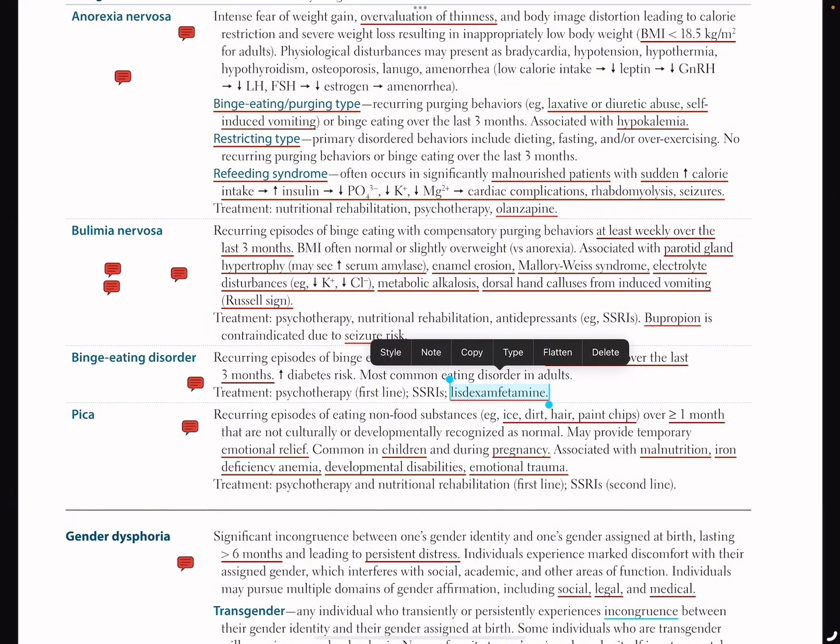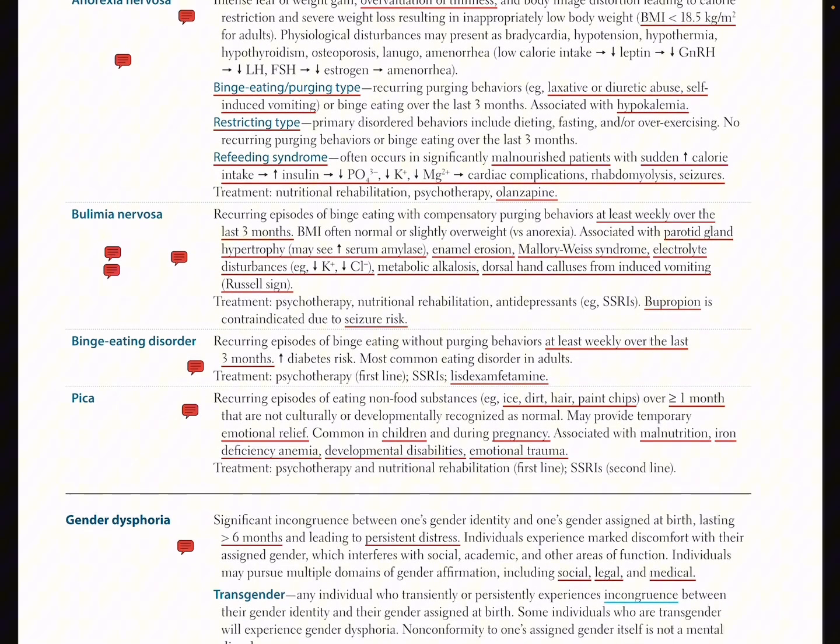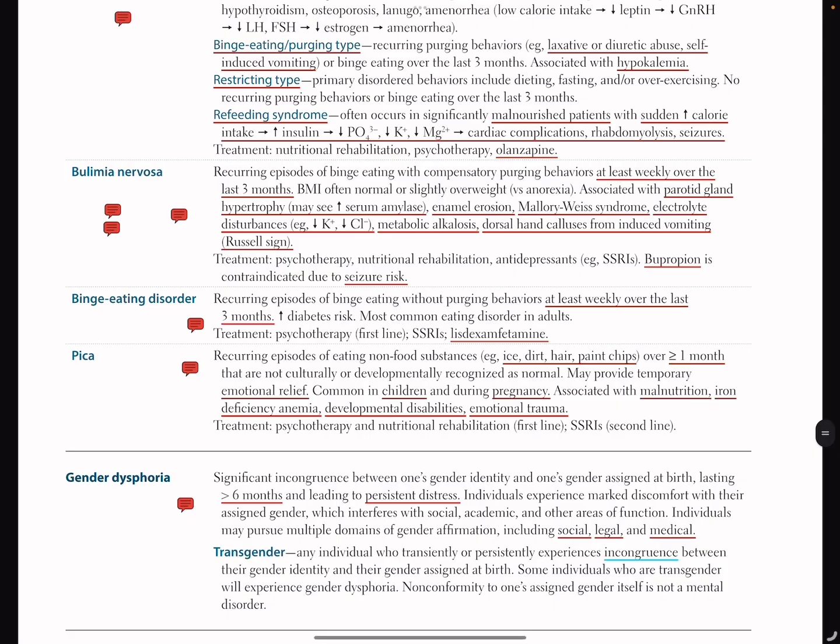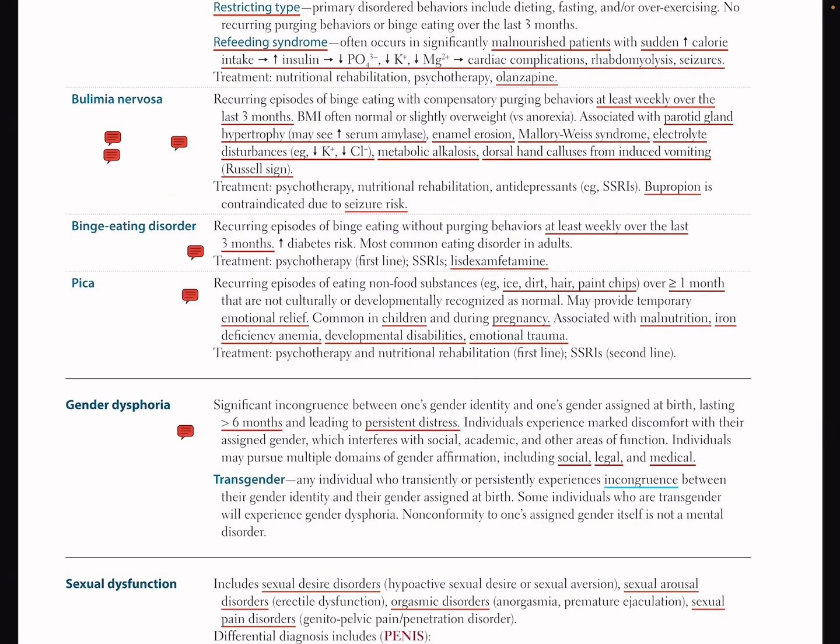Pica: recurrent episodes of eating non-food substances, ice, dirt, hair, paint chips, over a period of more than 1 month, that is not culturally or developmentally recognized as normal. May produce temporary emotional relief, common in children and during pregnancy. Symptoms associated with malnutrition, iron deficiency, anemia, developmental disabilities, emotional trauma. Psychotherapy and nutritional rehabilitation first line, SSRI second line.